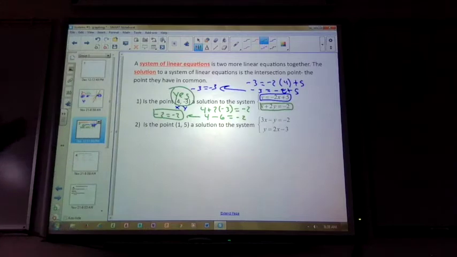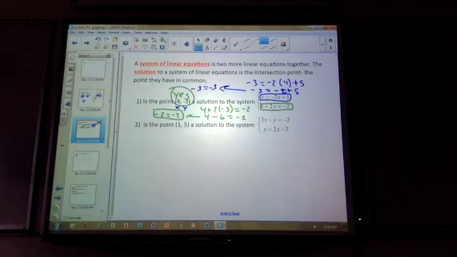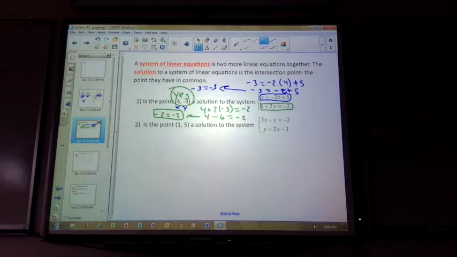Okay? If I were to graph that point, 4 to the right and 3 down, the 2 lines would have intersected each other. Does that make sense? All right, let's come around the room and see how we do.